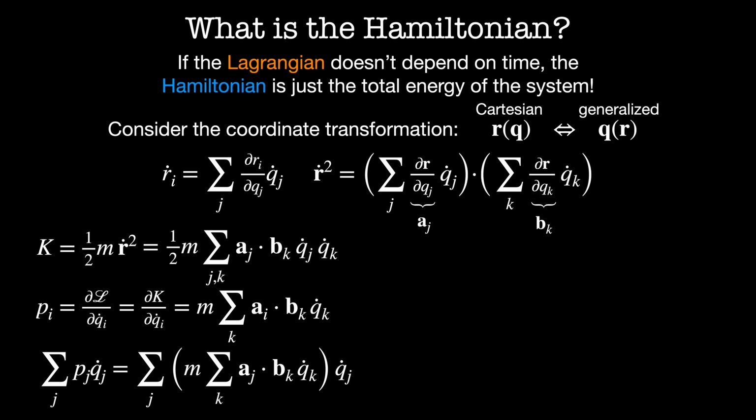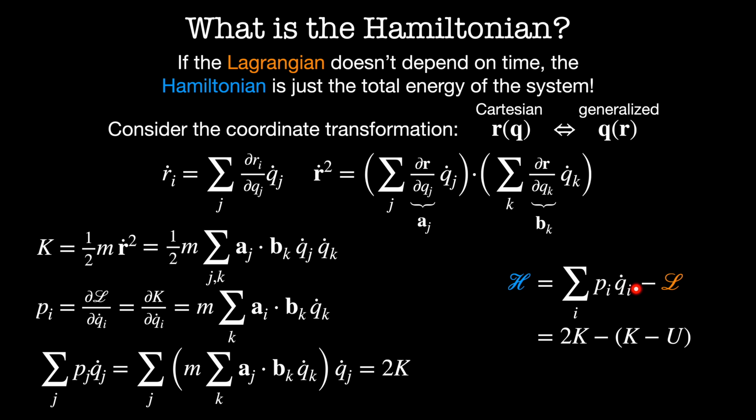Then the sum on j of pj times qj dot is equal to the sum on j of m times the sum on k of aj dot bk times qk dot times qj dot. And you'll notice that this is just twice the kinetic energy. Then our Hamiltonian is given by the sum on i of pi times qi dot minus the Lagrangian. This first term is twice the kinetic energy, and the Lagrangian is the kinetic energy minus the potential energy. So when the Lagrangian doesn't depend on time, the Hamiltonian is the kinetic energy plus the potential energy, which is just the total energy of the system.